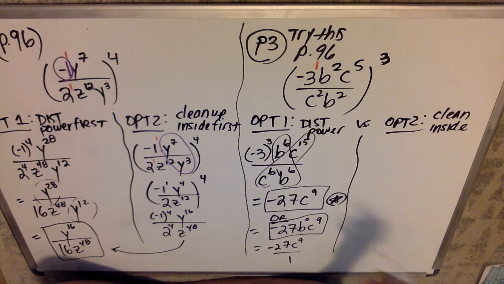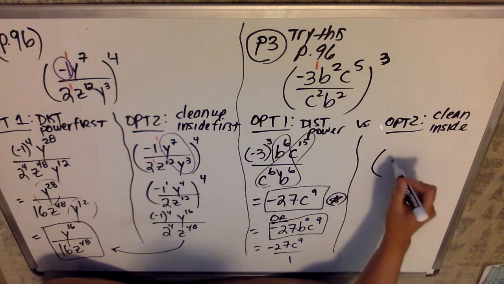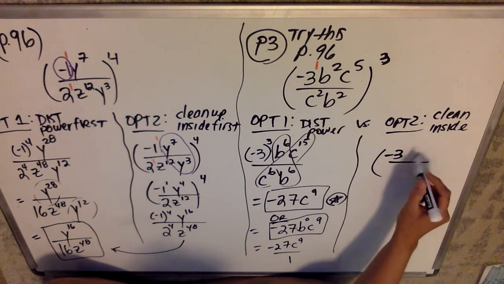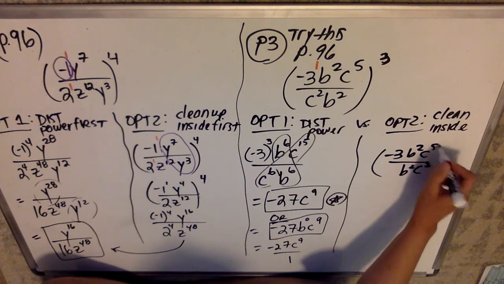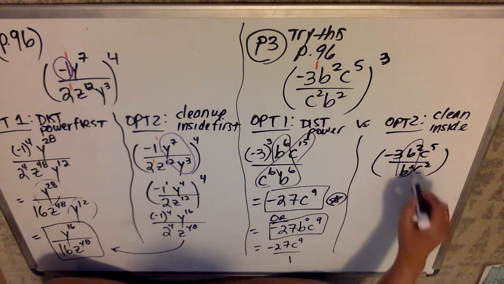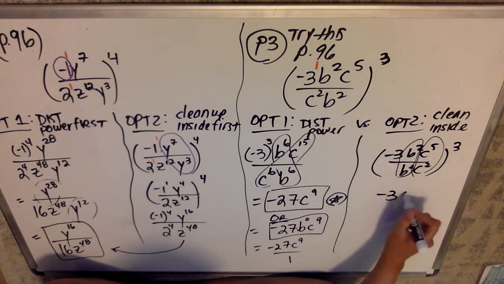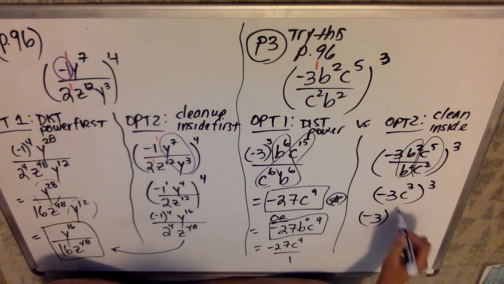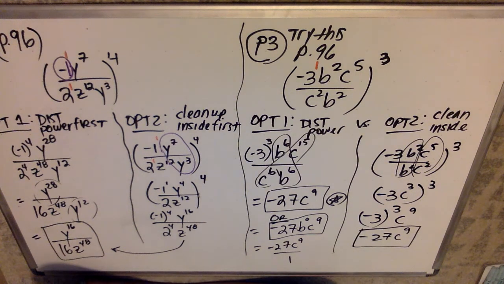Now, if you had gone the other option and you had cleaned up the inside first, you'll notice that the b's cancel right away. So you're going to have this -3, the b's cancel, right? So the b's are gone. So -3, b squared, c to the 5th, right? You'll notice that these are gone. And you'll notice that these give you a c to the 3rd on the top. So you're going to get a -3c cubed all over 3, which is a -3 cubed times a c to the 9th, which is, in fact, that -27c to the 9th, right? So again, different ways to get to the same spot.